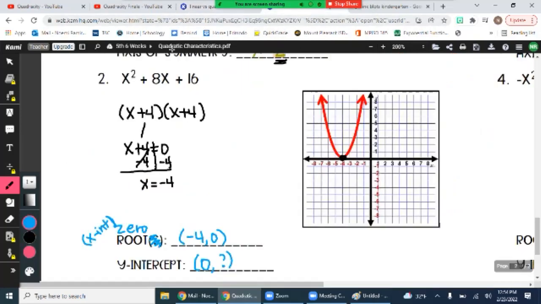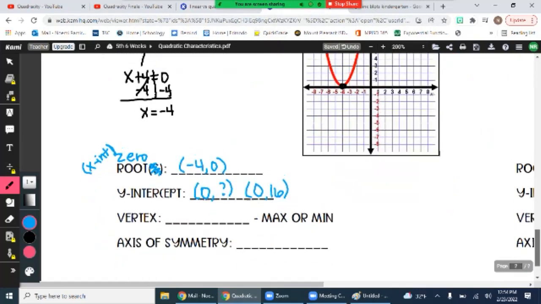Got it? So even though I can't see it on the graph, I do have an equation. So what is the y-intercept? 16. Even though I can't see it on the graph, I can see it on the equation. It's 16. All right, now the vertex we said could either be the maximum or minimum. In this example, it's the minimum, because it's a low point. What is the point of that vertex? Negative 4, 0.